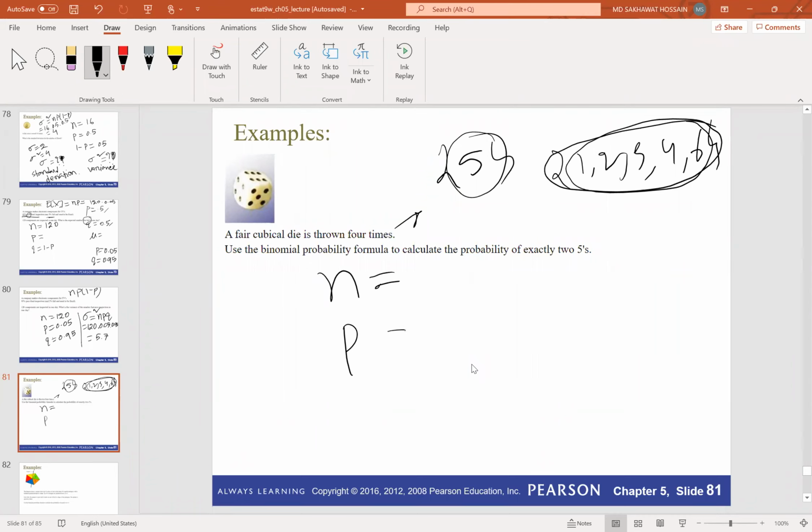Yeah, now find the probability of success and probability of failure. What is P and what is Q here? And what is X? Yeah, write all the answers together. The value of N, P, Q, X. So what is the value of N? What is the value of P? What is the value of Q? And what is the value of X?